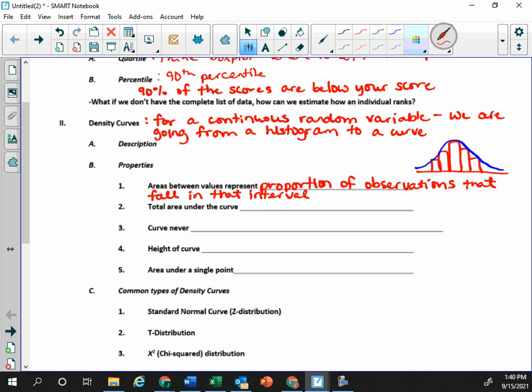If we wanted to talk about total area under the curve, so not just in between two values, but the entire curve, you've got a little distribution, the entire thing, if we were talking about everything under there, that area is equal to 1. That's because that's where 100% of the values would be, okay?